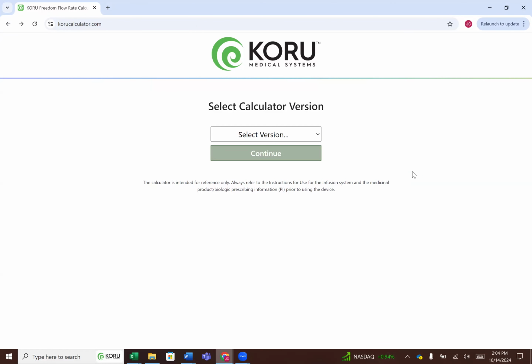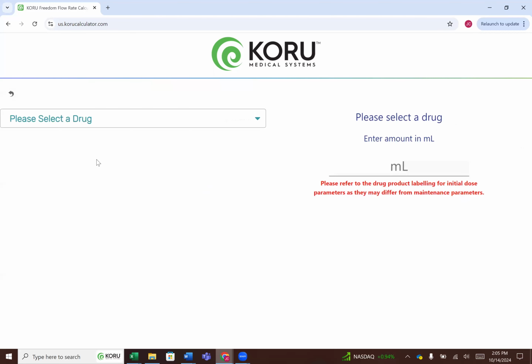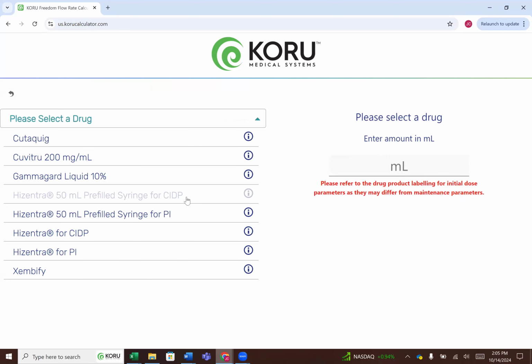Let us begin. In our first example, we will look at using the Freedom 60 pump with a 50 ml Hizentra prefilled syringe. To do this, open a KORU Calculator and choose which version matches where you are. For this example, we'll be using the US version. First, choose the Freedom 60 pump and Hizentra 50 ml prefilled syringe option that matches your patient's diagnosis.